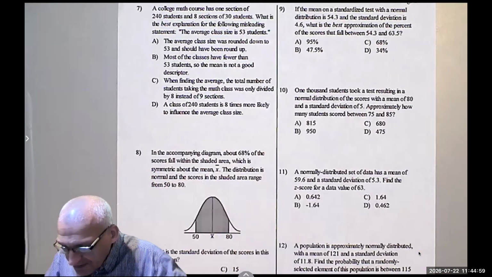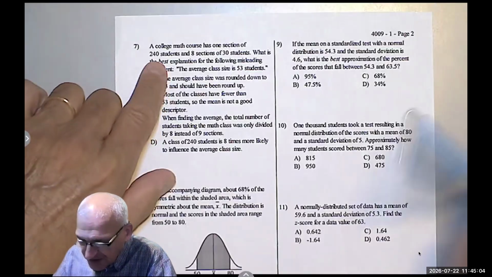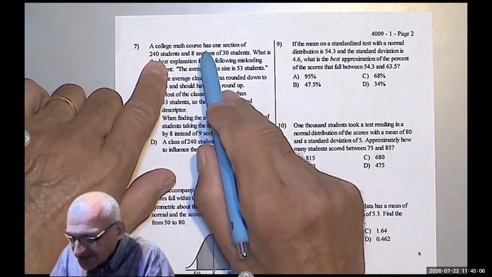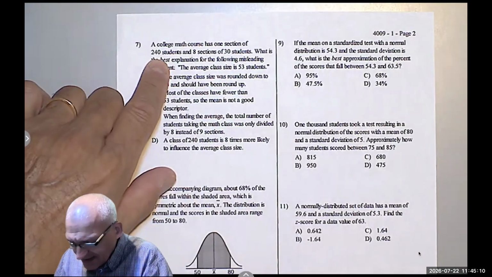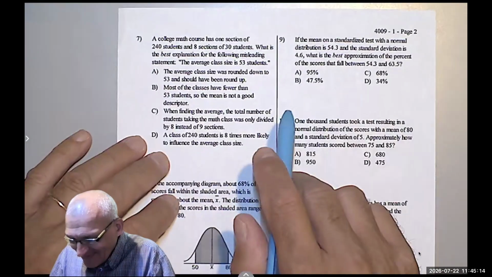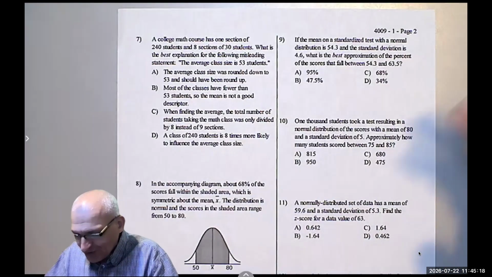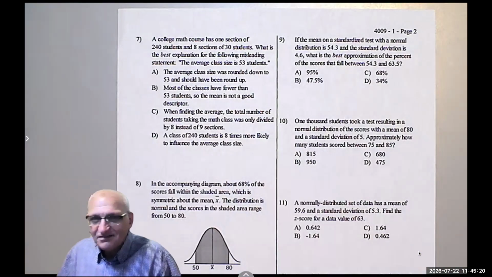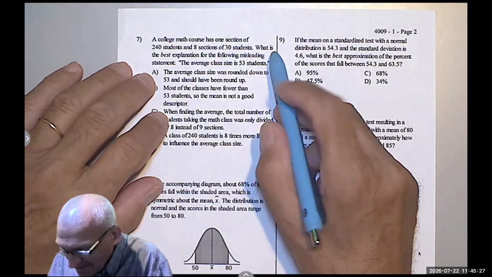Nice. A college math course has one section of 240 students and 8 sections of 30 students. Wow. What college is that? Just try to visualize that you go into an auditorium to give a lecture and you have 240 students. I mean, it's almost impossible, but again, mathematicians love these things.